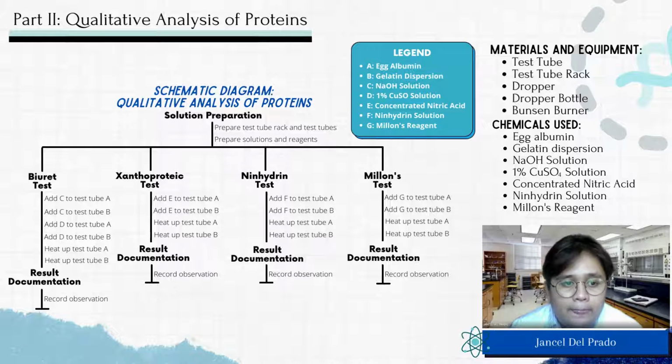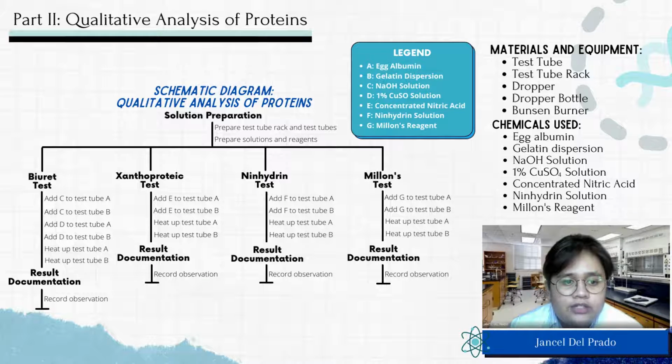For the next test, which is the xanthoproteic acid test, it is conducted by the addition of concentrated nitric acid in both test tube A and test tube B. We then proceed to heat both test tubes separately with the use of the Bunsen burner. Then proceed to the documentation of the results after a change has occurred.